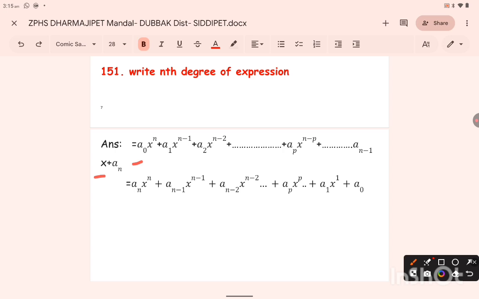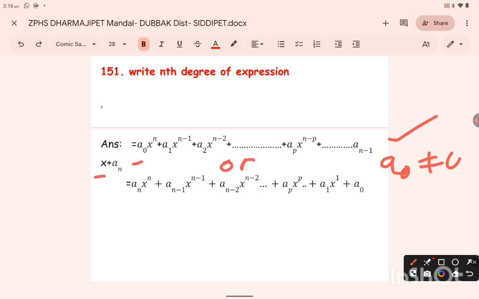Here a0, a1, a2, ap and so on, a(n minus 1), an, all are the coefficients of x power something. All these are coefficients. So your condition is a0 not equal to 0. This one is the first method.